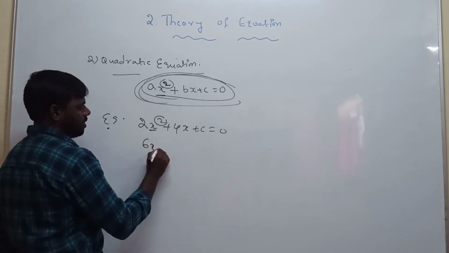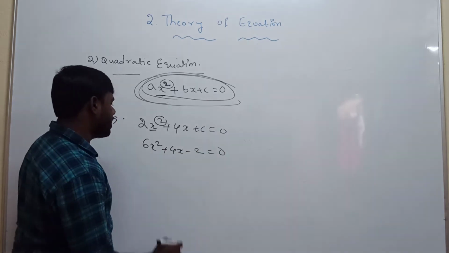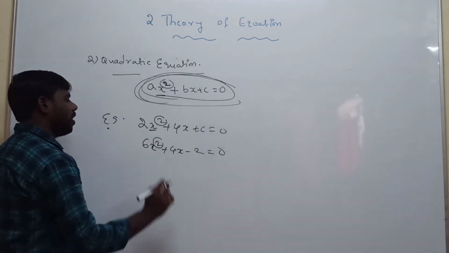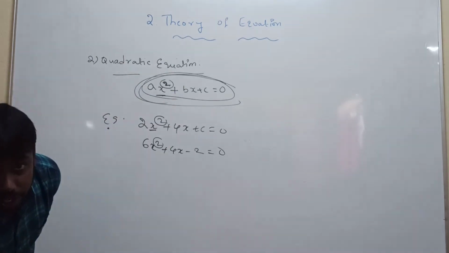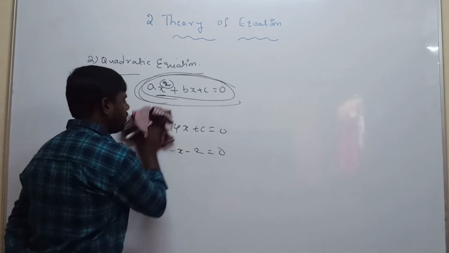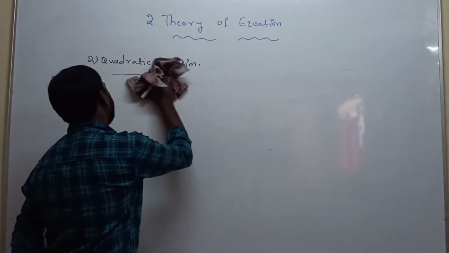One more example, 6x square plus 4x minus 2 is equal to 0. What is the degree in the variable x? Degree 2 in the variable x. This type of equation is called a quadratic equation. Everyone understood what is the definition of the quadratic equation? A polynomial of degree 2 is called a quadratic equation.